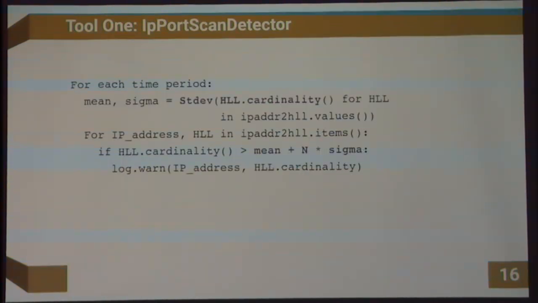And it does that by using this snippet of Python code. You get the standard deviation for the cardinality over all your IP addresses, and then basically look for any of them that are more than an argument number of standard deviations over the mean. And if it finds one, it warns you about them.